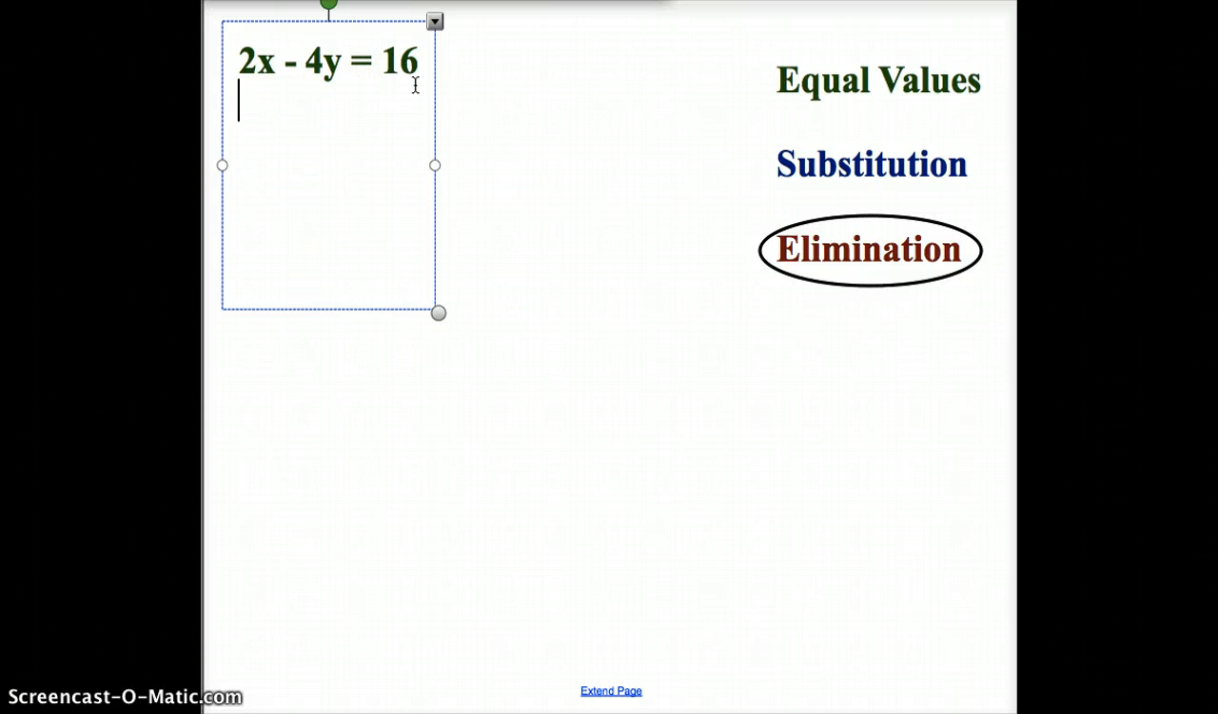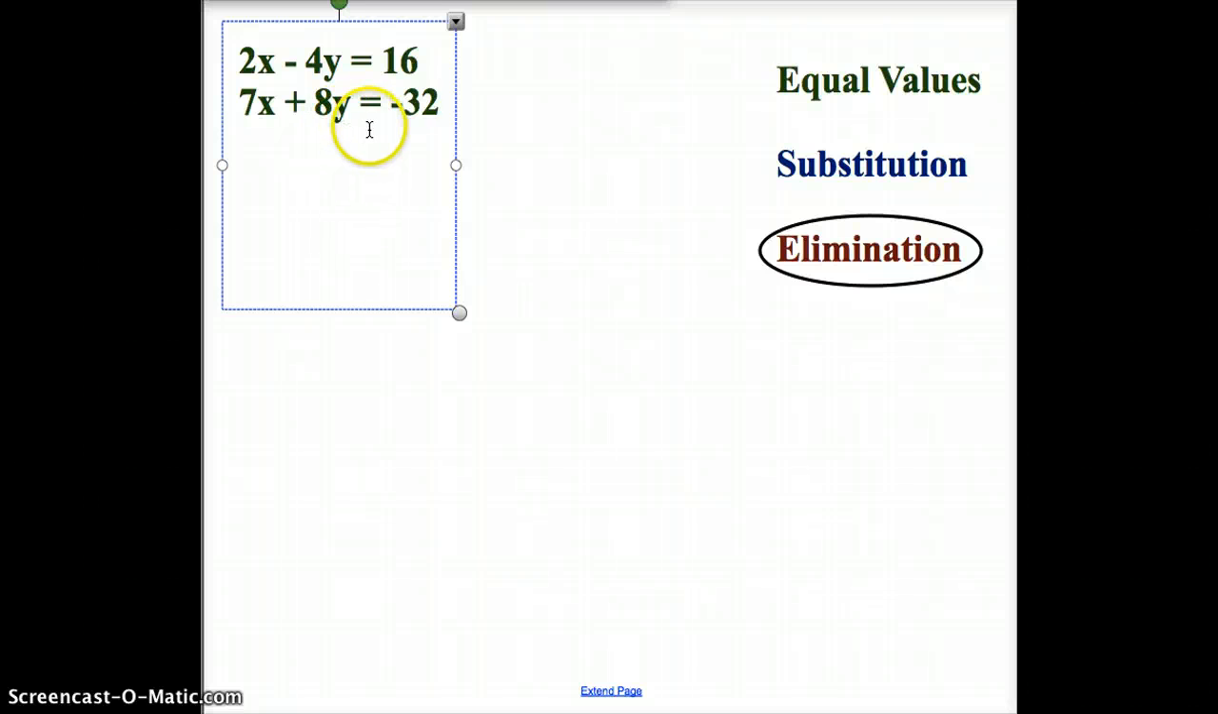Okay, well, what if they don't eliminate just nicely? And we have something like this. 2x minus 4y equals 16 on the top. Let's do a different number, negative 32. Now on this one, if you investigate your numbers, 2x and 7x don't work particularly nicely together, but negative 4y and positive 8y, they're not too bad.